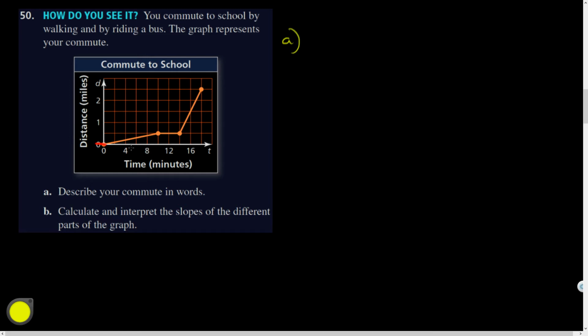So for part A, I start at home. And then what's going on in this region of the graph? What do you think? I'm going to the bus stop. All right. So it looks like I'm walking. How far do I walk? Walk 1/2 mile. And how long did it take me to walk that 1/2 mile? That's amazing. So you walk 1/2 mile in 10 minutes. All right. So that's what's going on in this zone.